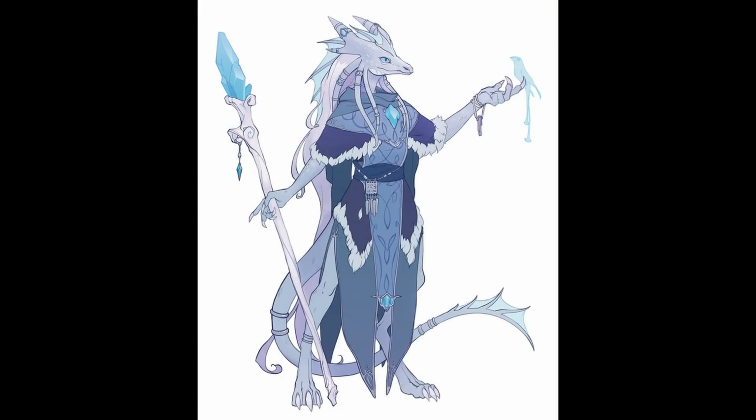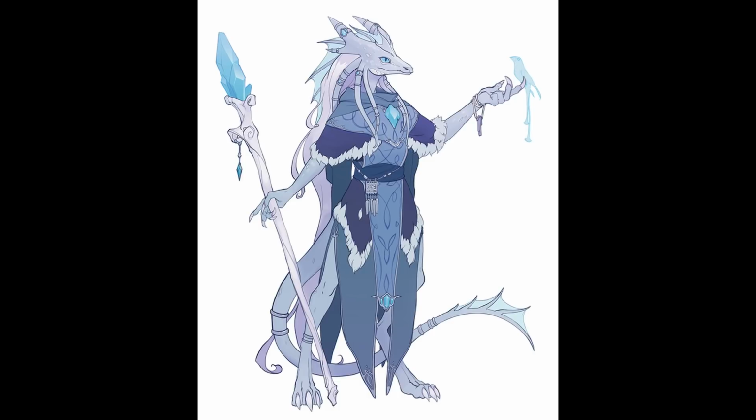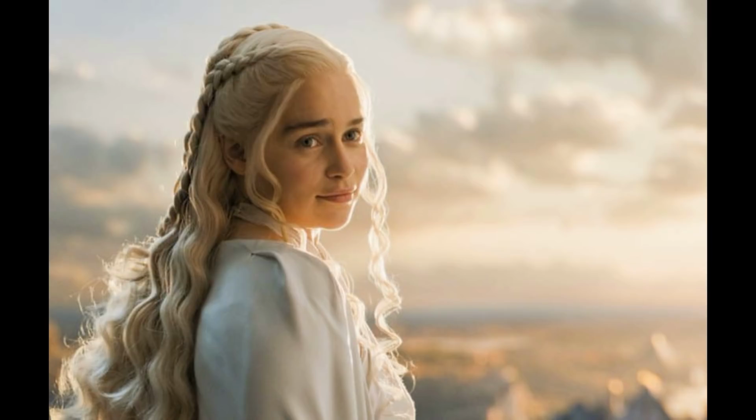Now, looking at the information we've got so far, as a dragonborn sorcerer who is chaotic good and has a noble background, we're going to select the following skill proficiencies for her. History. As a noble with ties to Old Valyria, this is going to be an important part of her character. Deception, and this is going to be evident by her exchange with the sellsword armies of Yunkai.